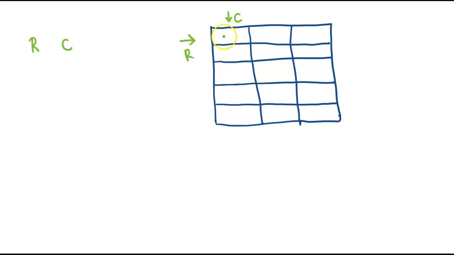So if I count, I've got 1, 2, 3, 4, 5. I've got 5 rows total. And then my columns, I've got 3 columns total. These two numbers are my denominator of the fraction.